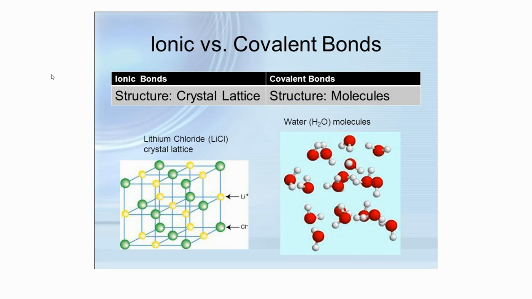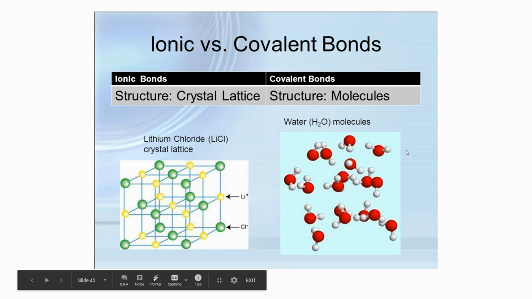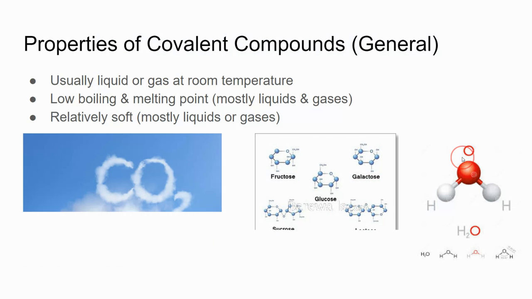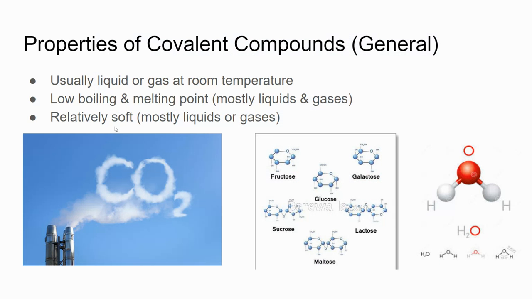For covalent bonds, they form molecules. They can form simple molecules like H2O, where it's just two hydrogens and one oxygen. Those are just simple molecules. Or they can form really big, complicated molecules. We'll talk about that a little bit later, but now, properties of covalent compounds.